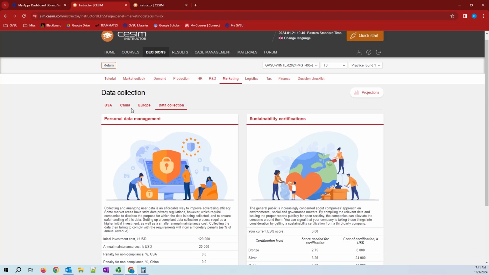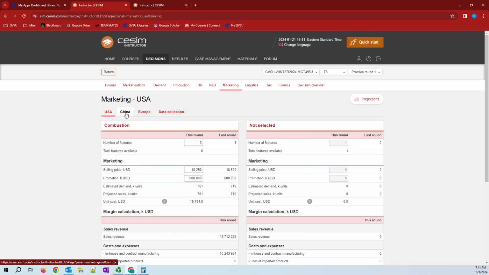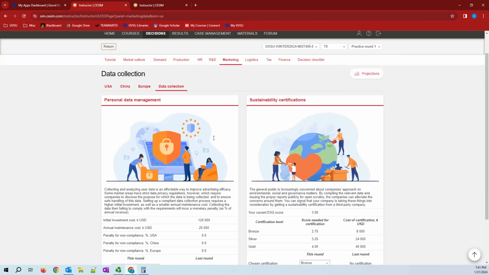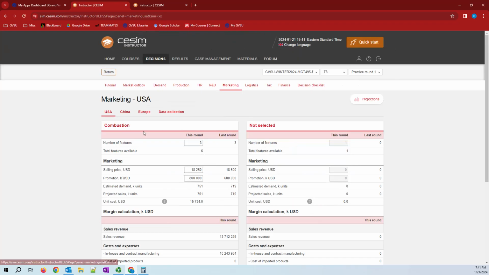Okay, and this is how I have taken care of my marketing decisions for each of my three geographies, including my stance on the data collection process and the sustainability certification that I want. My overall premise was that I want to use the information that has been given in the case about what matters to the customers in different geographies, and then tweak my offering for those customers based on those criteria. What are those criteria? Price, feature, promotion, and ESG.